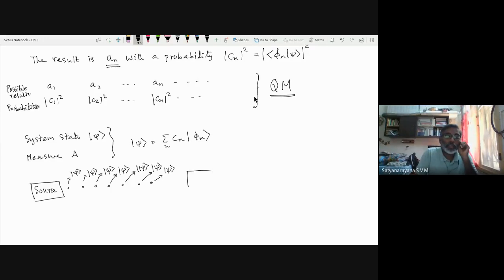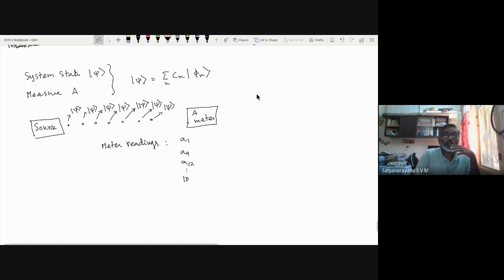And now here there is an experimenter, an observer sitting with something called a meter to measure this property called A. Now what happens? The readings of this meter are going to be random. The meter readings can be A1, the second one A9, the third one A12, and so on. Maybe A10,000, A1048, A23, like this. So they are random basically. That means each one of the particles, even though it is in the same initial state, when you measure it, you will get different eigenvalues. This is the reason why we are not able to predict.